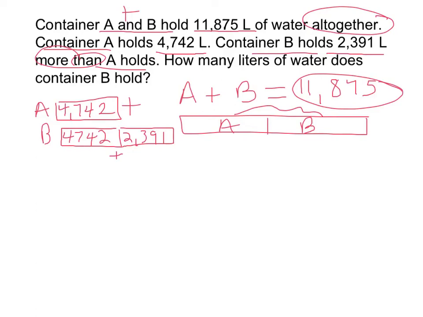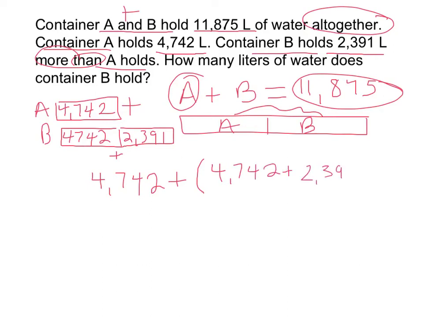All right, we know what A is. We know that A is 4,742. This is where we got right there. We're going to add that to B. B is not one number. B is two numbers. It's the same as A, 4,742 plus 2,391. And that will equal a total of 11,875. Sorry about my penmanship again.